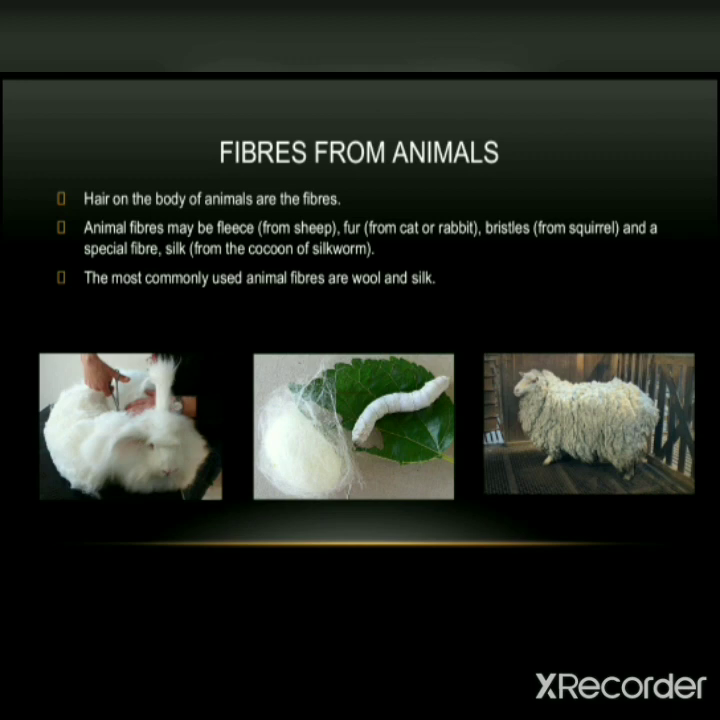Now, fibers from animals. From animals, the hair is basically used for making the fibers. So, animal fibers may be fleece, that is from sheep, fur from cat and rabbit, bristles from squirrel, and a special fiber, silk from cocoons of silkworm. The mostly and widely used fibers are wool and silk.